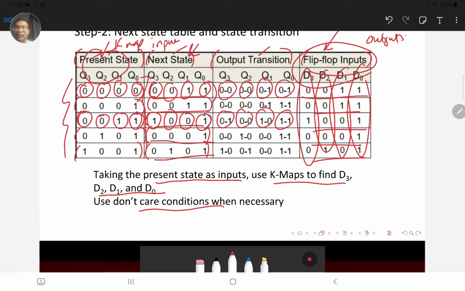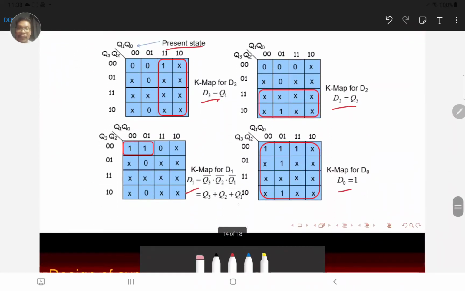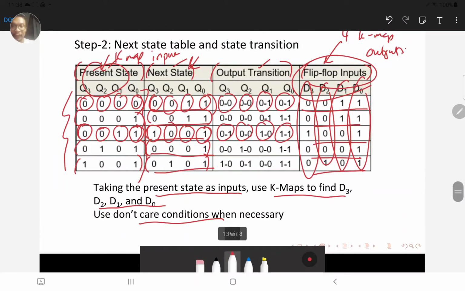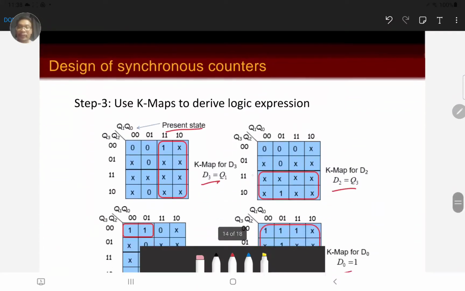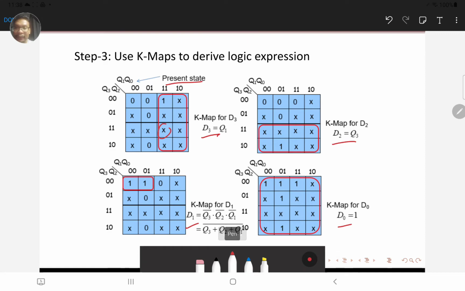For these inputs, we also have the don't care condition because, for example, what should be the flip-flop inputs when our condition is 0010? It's not defined. Or even 1111, it's not defined in the table. So in this case, it's simply XXXX for those that are not defined in the state transition diagram. Using the X's and 1's, we can then derive the K-map as we've seen in the previous lecture.